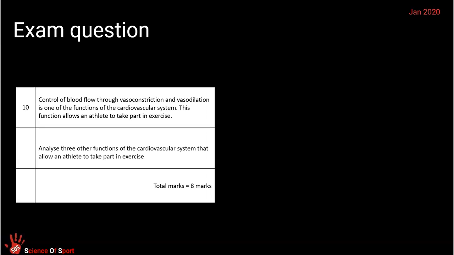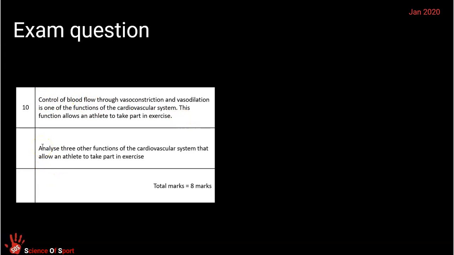Similarly, here's quite an involved question. This needs care when interpreting what they actually want. So again, it's for 8 marks, so it's an extended question. Now, in this bit of information, they've told you that they know, look, control of blood flow through vasoconstriction and vasodilation is one of the functions of the CV system. This allows athletes to take part in exercise. So they're telling you they know that function.